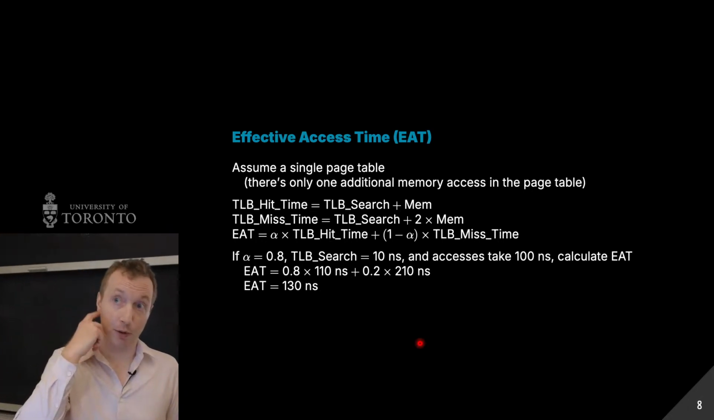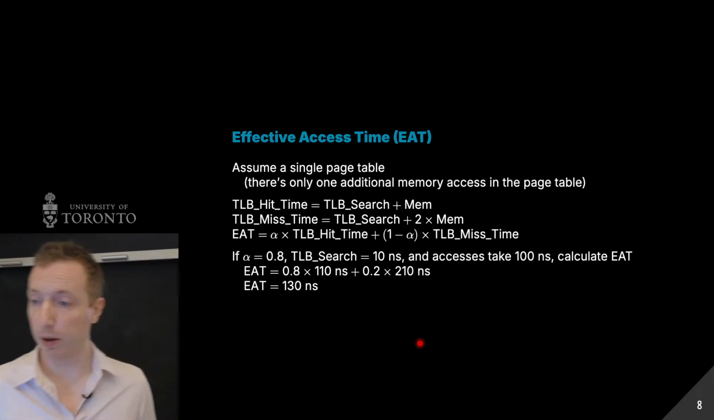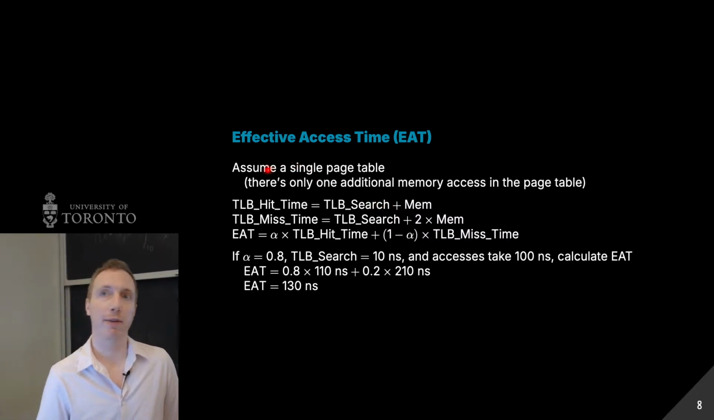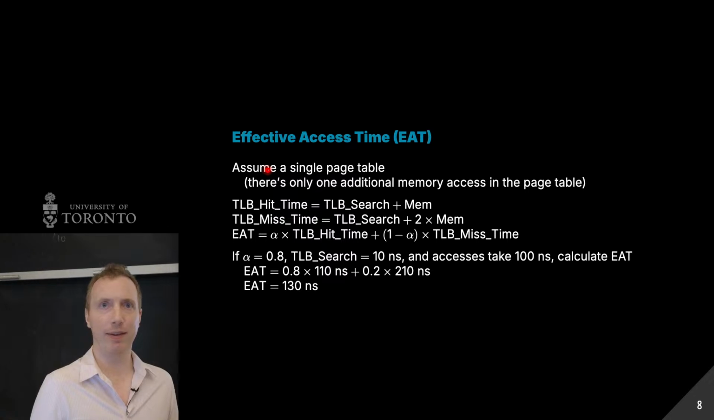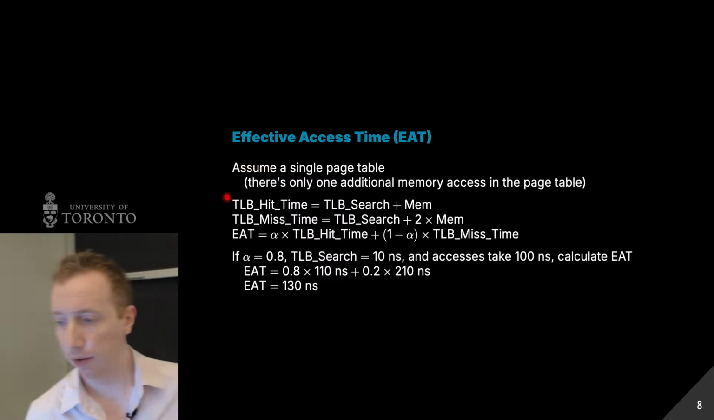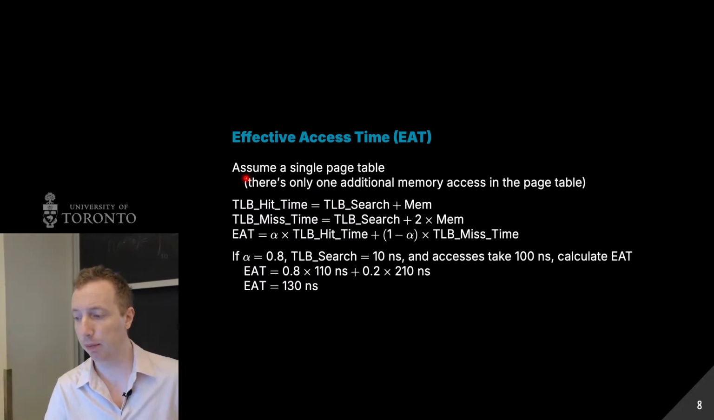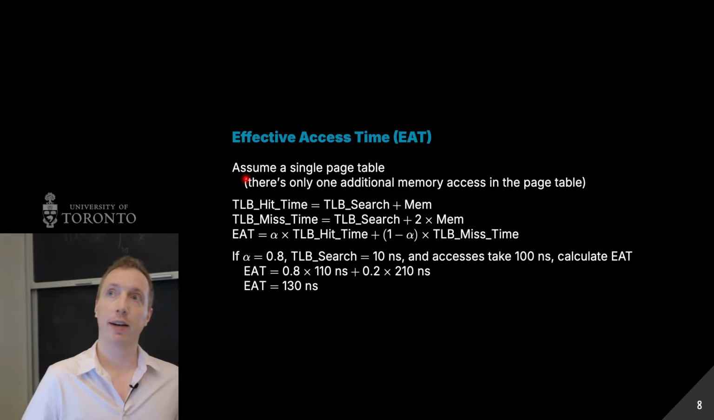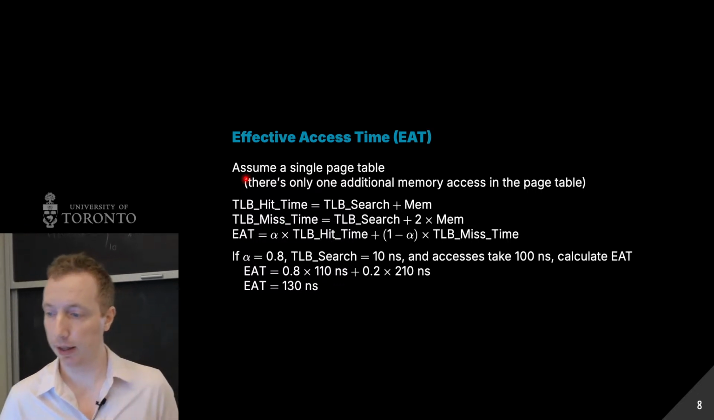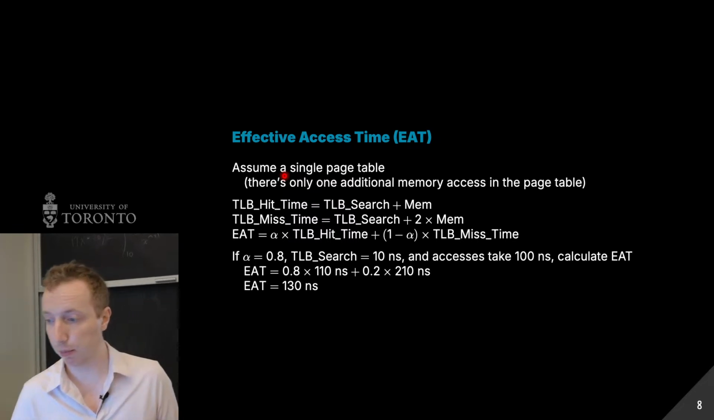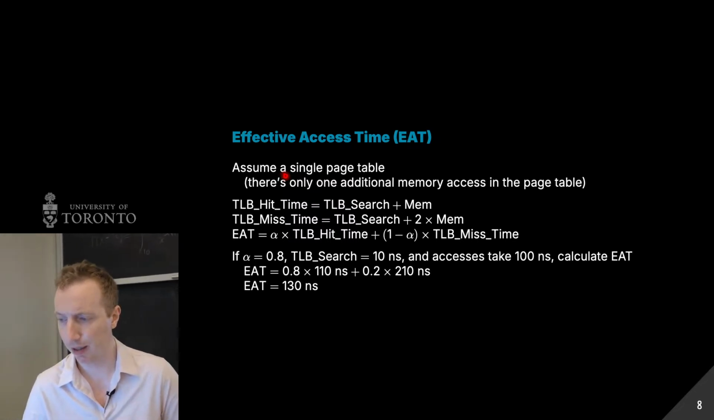All right, so to show that this cache actually works quite well, we will assume a single page table and figure out the effective access time, aka what is the average time to access memory. So we can assume there's only one page table, so there's only one additional memory access if we have to look up everything. Of course, if we have 3 levels of page tables, there would be 3 additional memory accesses, but this is just considering a single page table.